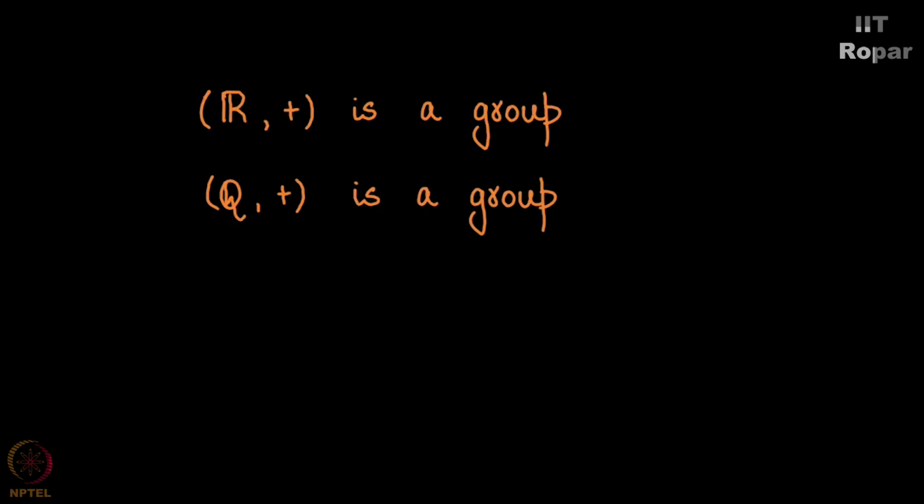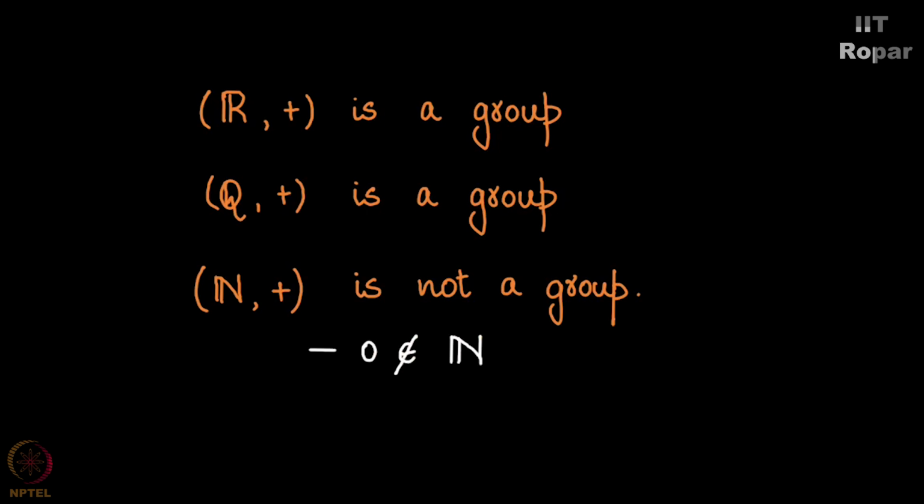Rational numbers under addition is a group, Q plus, right? And natural numbers under addition is not a group. Why? Because 0 does not belong to natural numbers. And what is 0? It is the identity. It must belong to natural numbers. Since it does not belong, natural numbers are not a group.